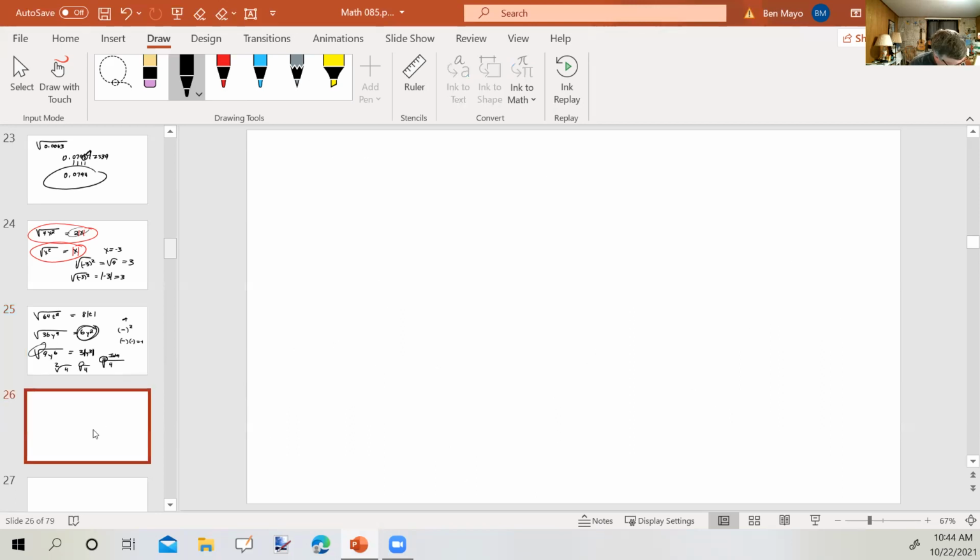Okay, how about this one? The square root of 4 to the 8th. Well, that would be 2 to the 4th. But 2 to the 4th can't be negative, because negative times negative times negative times negative is still positive, so no absolute value bars are needed there.